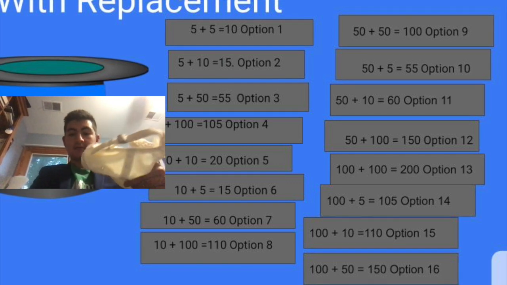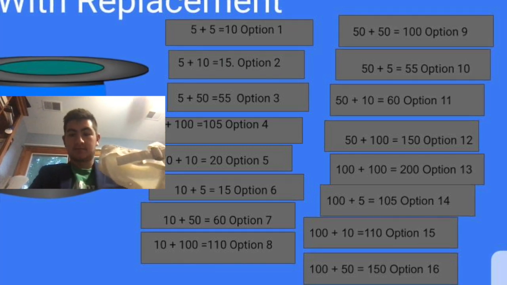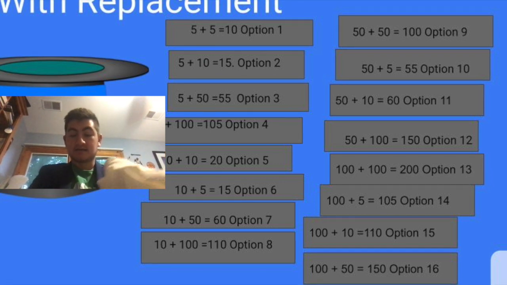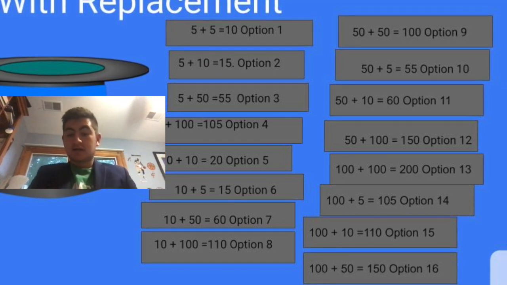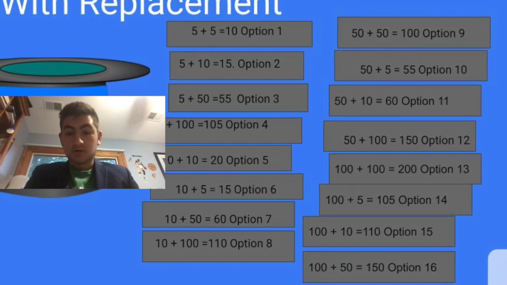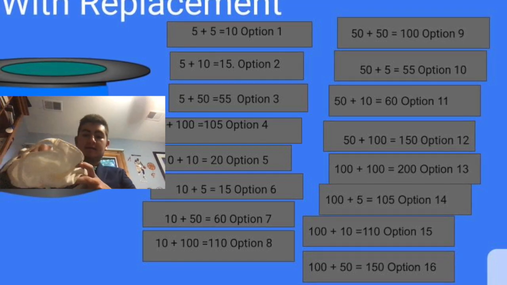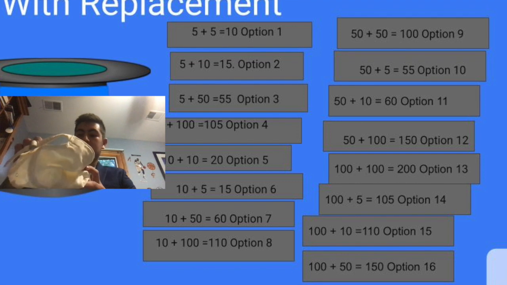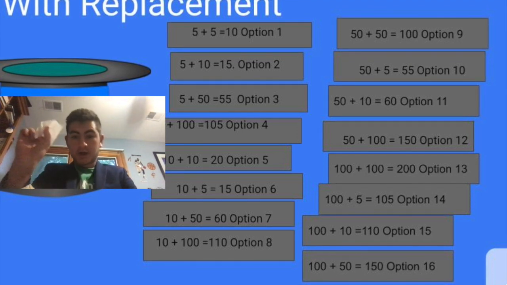I actually have a hat with slips of paper right here, evenly spaced as best as I could do. I'm going to do an example drawing for you a couple of times, so you can get a feel for the different possibilities you have with replacement. I put my hand in the hat and take one out. The first one is 100.